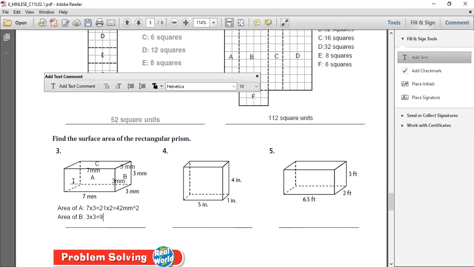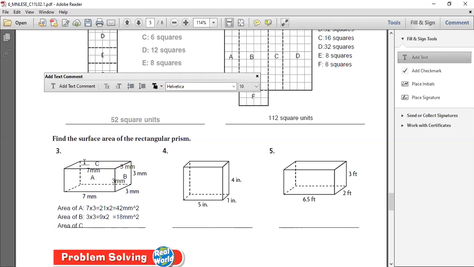So both of them are going to be the same. Either you add them, 9 plus 9, or multiply 9 by 2. That's going to give you 18. Let me make it clear for you so that you will not get confused. Millimeter square. Now area of C, we are going to see the top and the bottom.